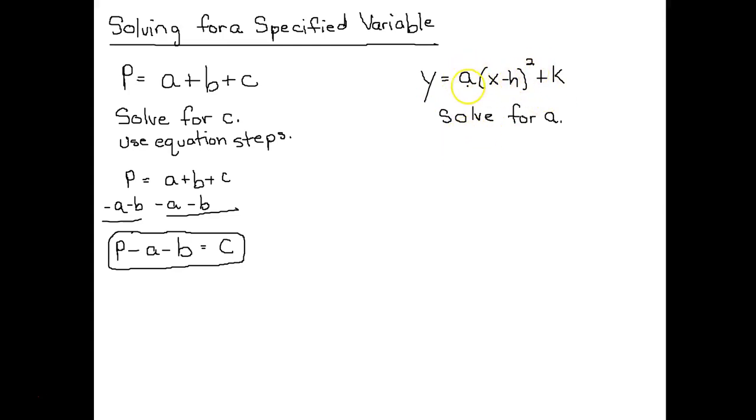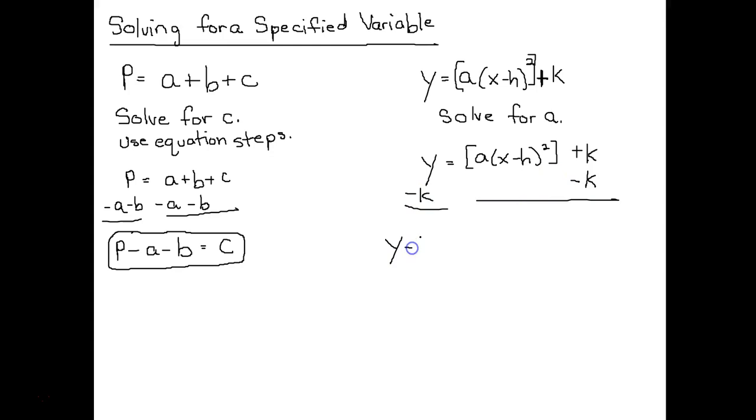First of all, I'm looking at this, and I'm seeing this whole thing here is being multiplied. So I'm not going to touch it right now. But this plus k, I can work on that first. What I can do is subtract k from both sides. So I'll have y minus k equals a times x minus h squared. And then the k's end up kind of separated there.